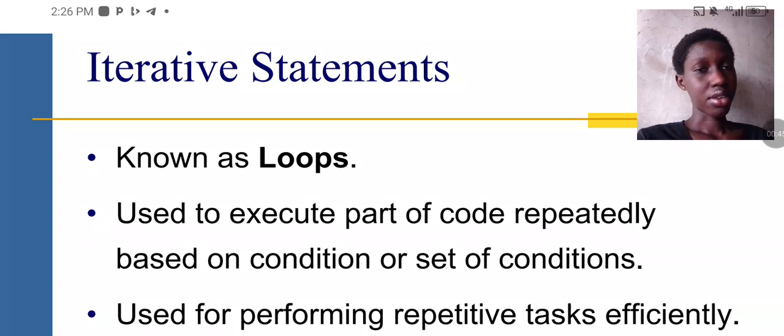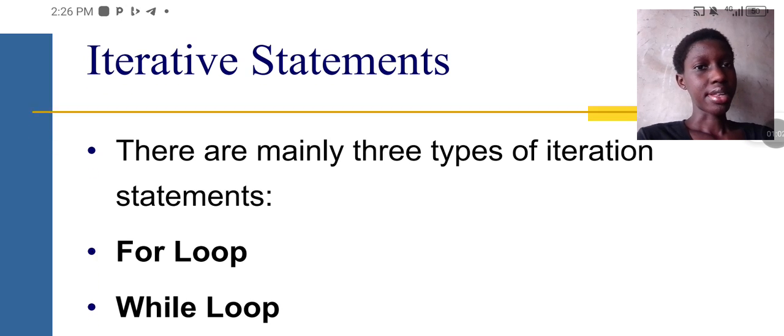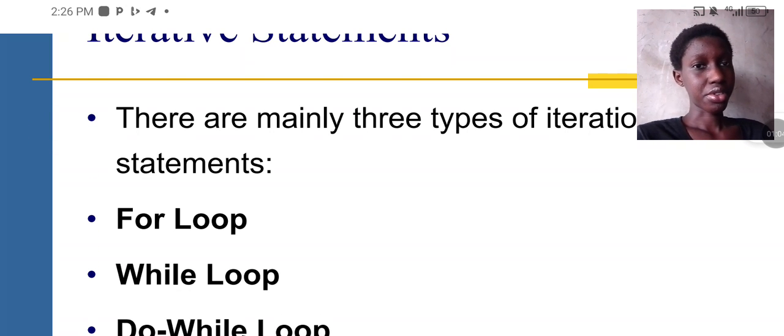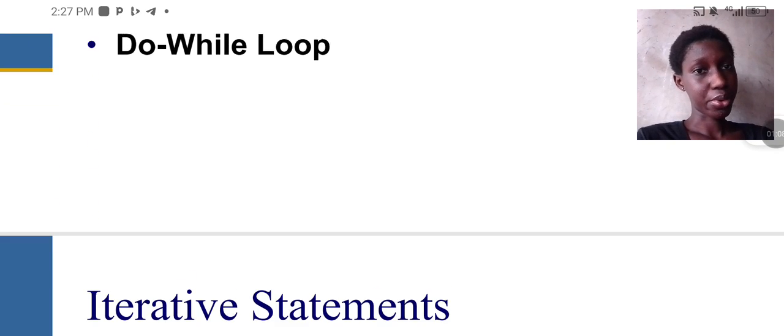So iterative statements are the best to use when you want to execute a part of code repeatedly based on a certain or given criteria or conditions. Iterative statements also are used for performing repetitive tasks efficiently, as I said. Right, there are mainly three types of iteration statements. We have the for loop, the while loop, and the do while loop in programming.